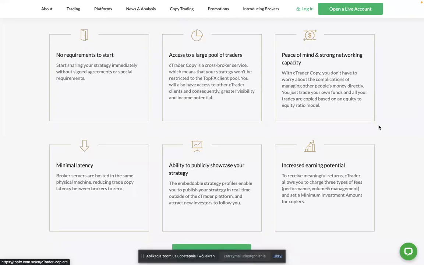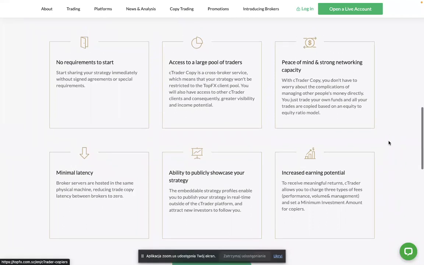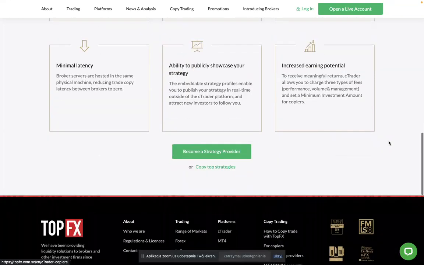You don't have to worry about the complications of managing other people's money directly because the whole process of cTrader copy is automated. Of course, it's fully automated. Minimal latency because broker servers are hosted in the same physical machine, reducing the trade copy latency between brokers to 0. So it's an immediate copying service. You will have a possibility to publish your strategy to a greater pool of potential copiers in real time outside of the cTrader platform, of course, because you will get a link to your personal strategy, and of course you will increase your earning potential.